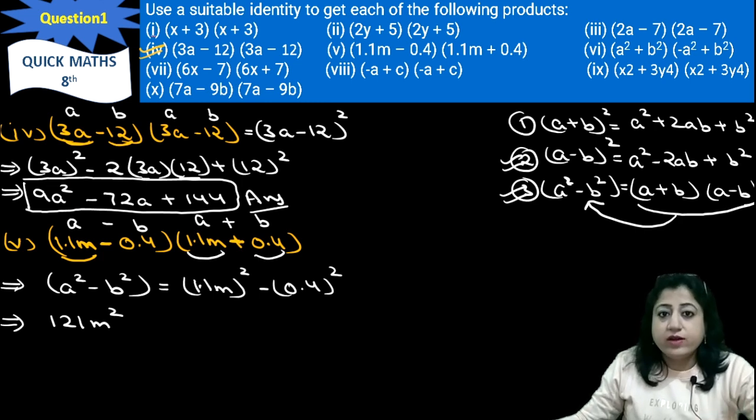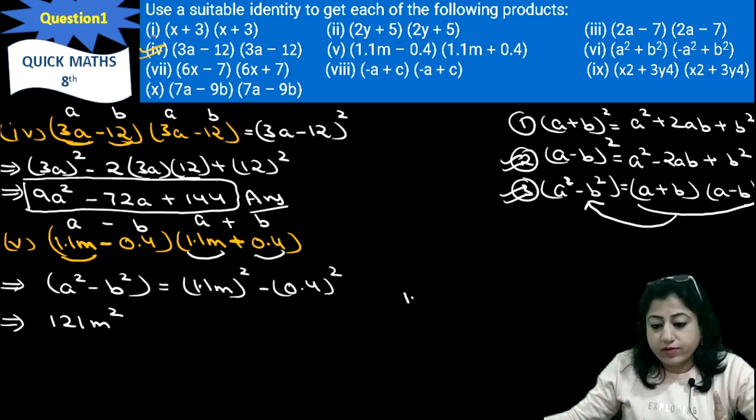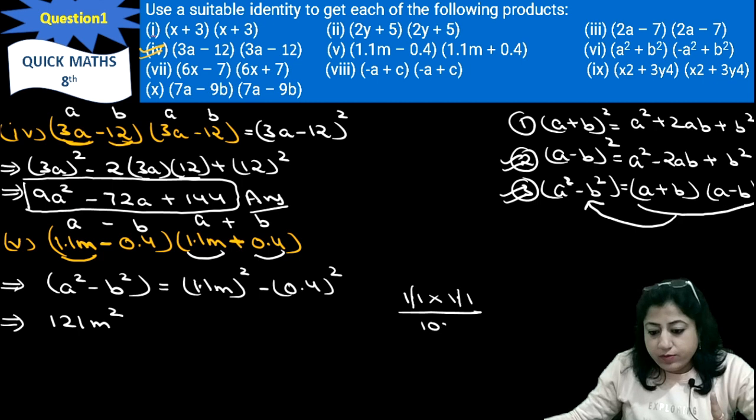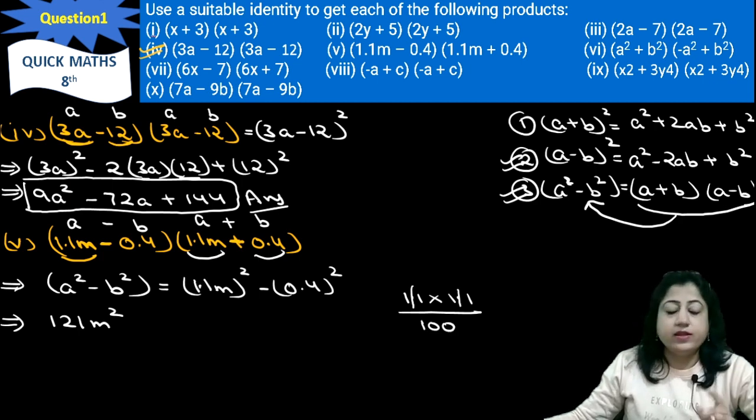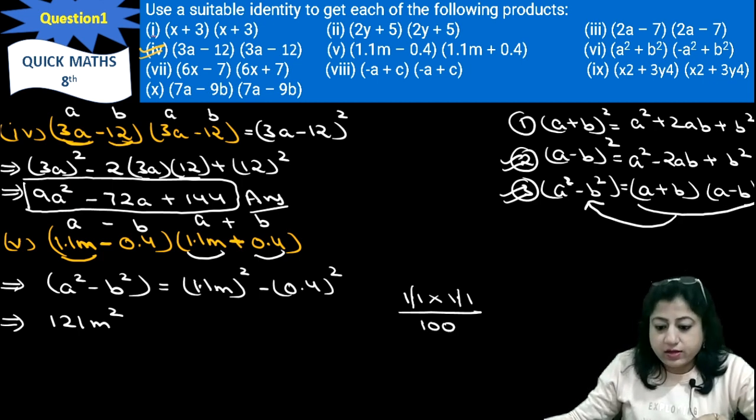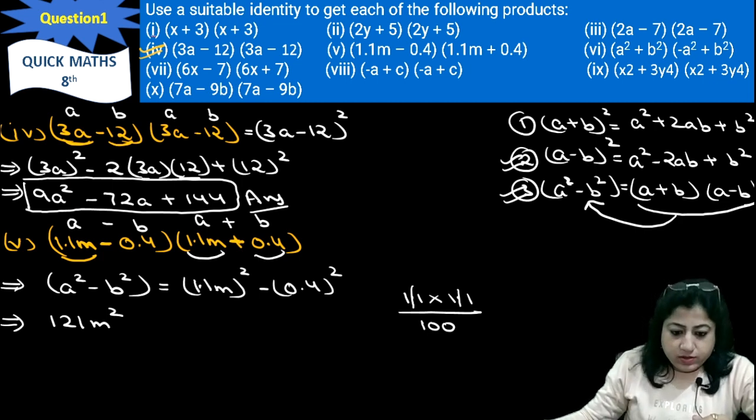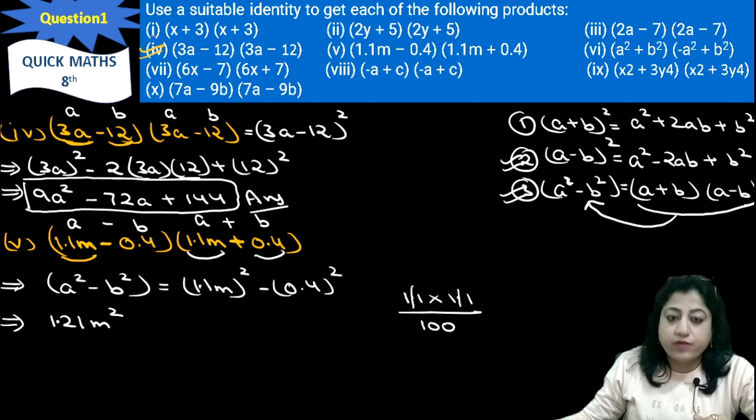Now 1.1 multiply 1.1 means two decimal places. This one, 1.1 square, means 1.1 times 1.1. If we remove the decimals, then obviously 100 will be in the denominator, obviously two places of decimal. So we will place the decimal here: 1.21 m square.